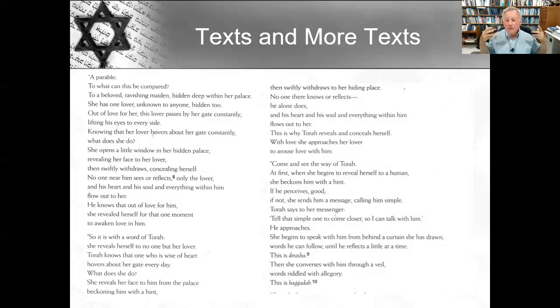If you visit Muslim lands, and remember this is being written in 12th century Spain, you see houses have tiny little windows with curtains and coverings. So I get this image. Knowing that her lover hovers below her gate constantly, what does she do, this ravishing maiden? She opens a little window in her hidden palace, revealing her face to her lover, then swiftly withdraws, concealing herself.